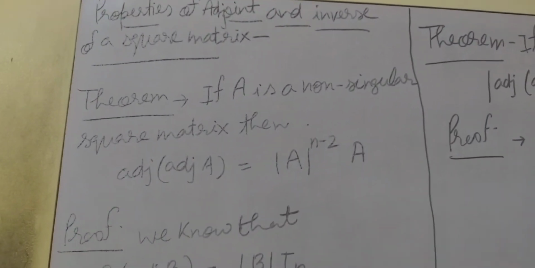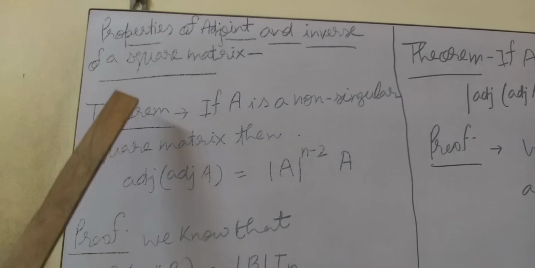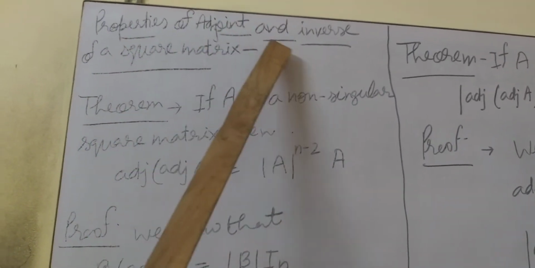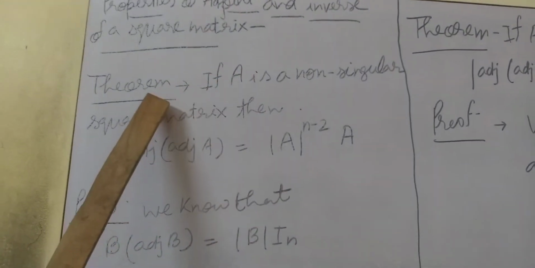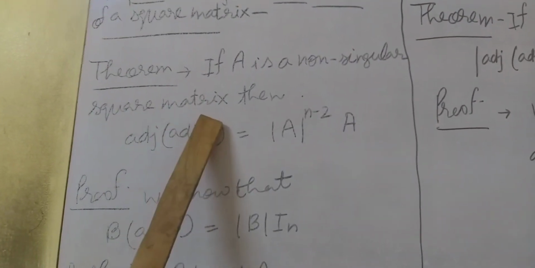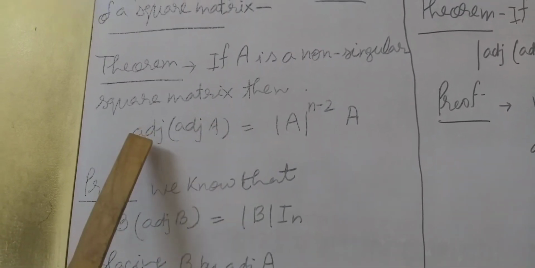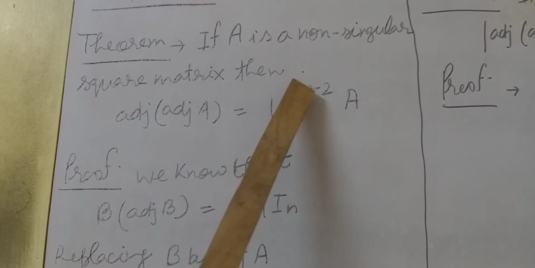Good morning, students. Today we are going to learn the properties of adjoint and inverse of a square matrix. So the next theorem is: if A is a non-singular square matrix, then adjoint of adjoint A equals determinant of A to the power n minus 2, into A.